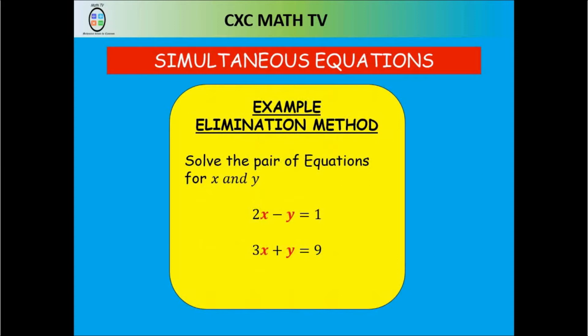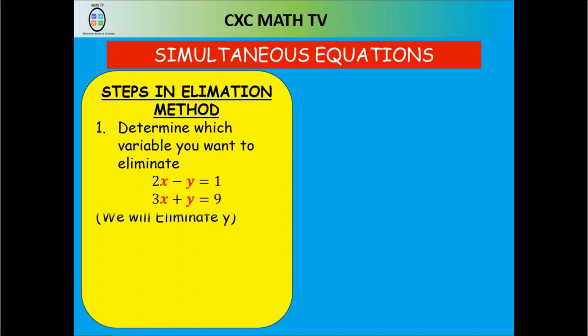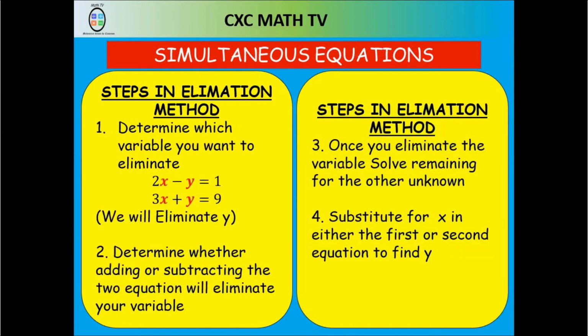So this question says, solve the pair of equations for x and y. 2x minus y equals 1, 3x plus y equals 9. With the elimination method, the first thing we need to do is determine the variable that we want to eliminate. That's the first thing that we always do. In this case, we will choose to eliminate y. So we're still in step 1 and we're choosing to eliminate y.